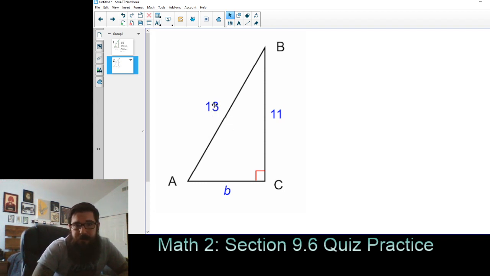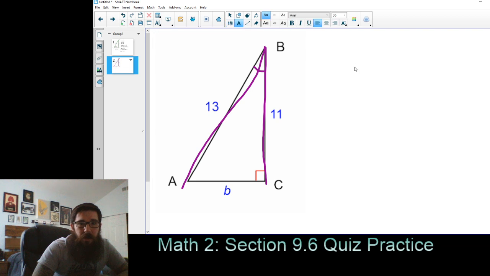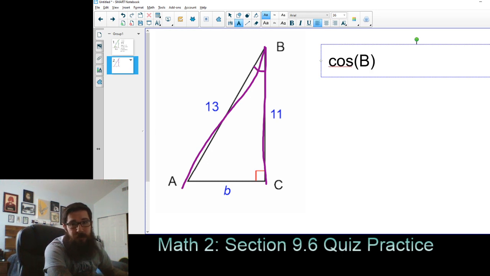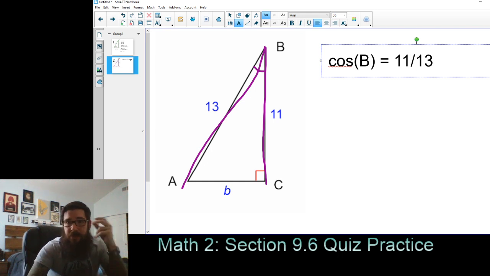Let's say I start off with this and I see, okay, I don't have any angles. I want to find those angles first. Well, let's say that this time I want to find B. Looking from angle B, I now have 11, which is the adjacent side, and I have 13, which is my hypotenuse. What trig function is going to relate adjacent and hypotenuse? It's cosine. So just like in the last one, I just need to change my trig function.